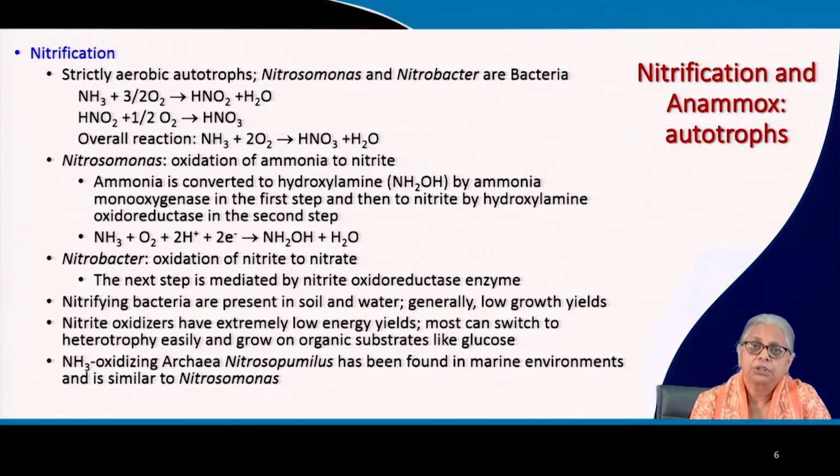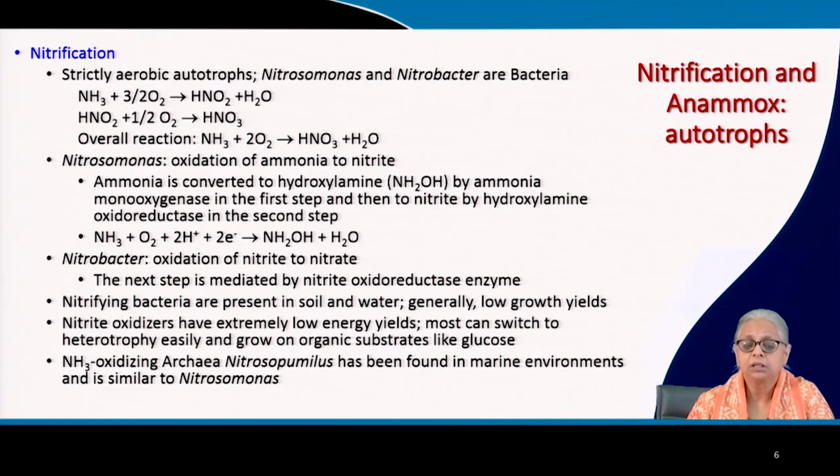Now this ammonia conversion to nitrite and nitrate is mediated by Nitrosomonas and Nitrobacter. These are specific species of aerobic autotrophic bacteria that are responsible for oxidizing ammonia to nitrite and nitrate. The first step, Nitrosomonas, is the species that will oxidize ammonia to nitrite. This one-step process, which we generally talk about as ammonia to nitrite, is actually a two-step process. Ammonia is first converted to hydroxylamine, NH2OH, by a particular enzyme, ammonia monooxygenase, which is present only in Nitrosomonas species. That is the first step. This hydroxylamine is then converted by another enzyme, hydroxylamine oxidoreductase, in the second step.